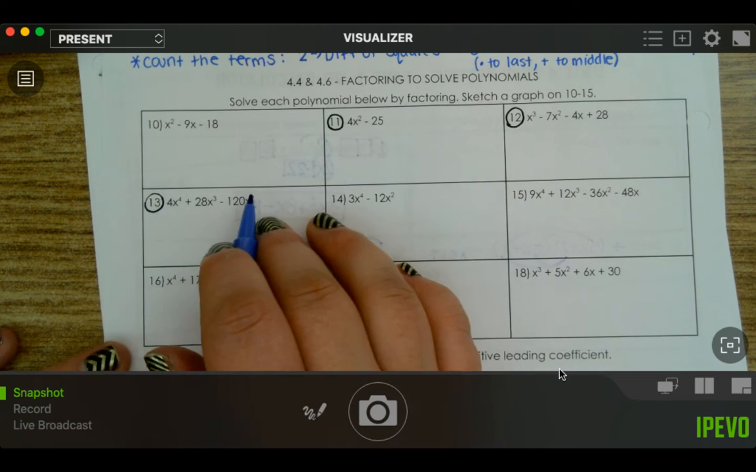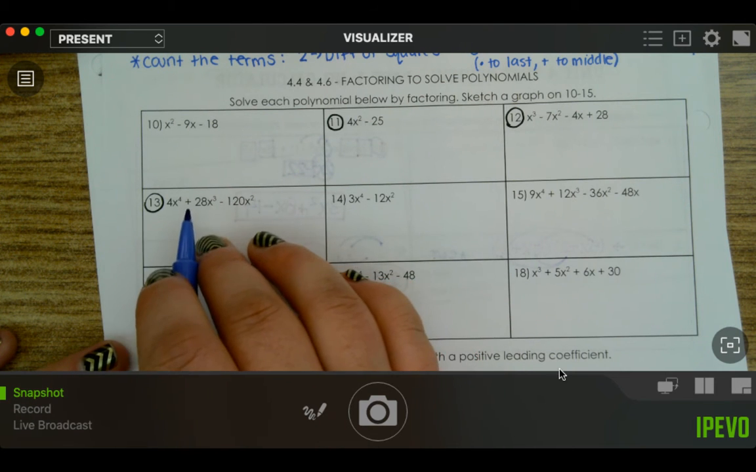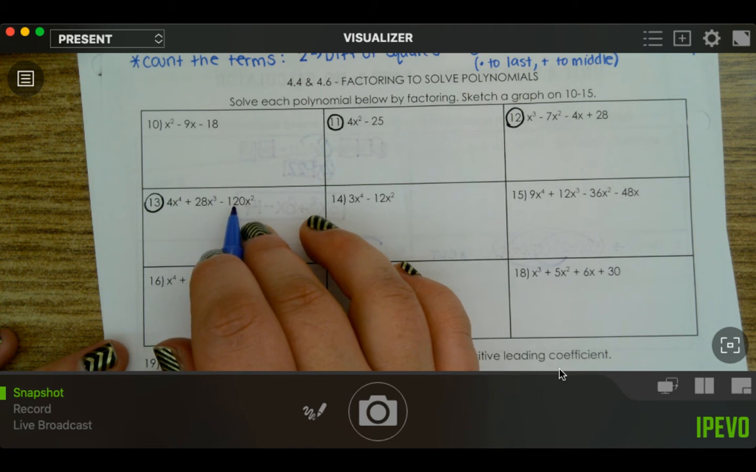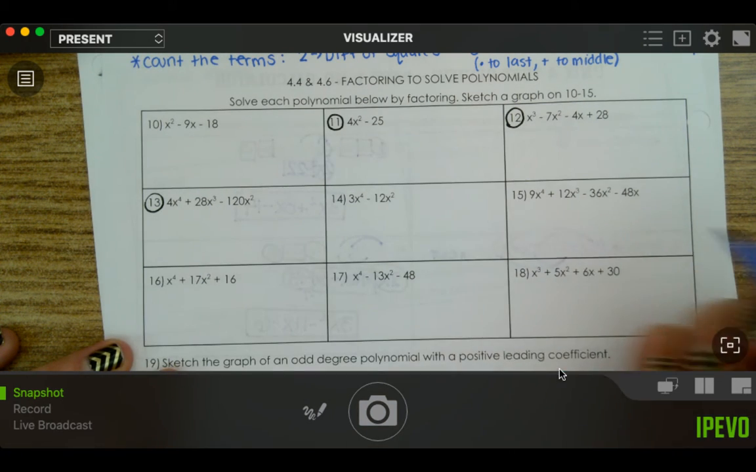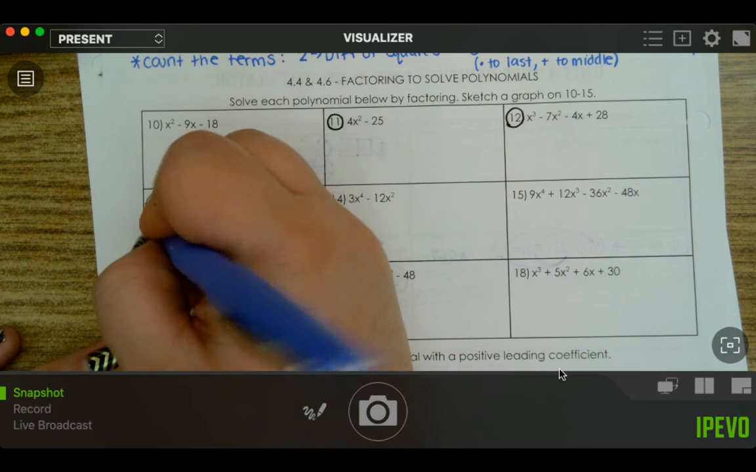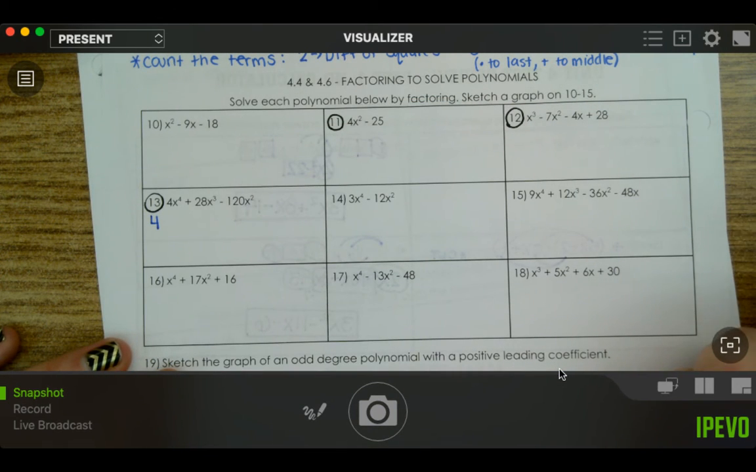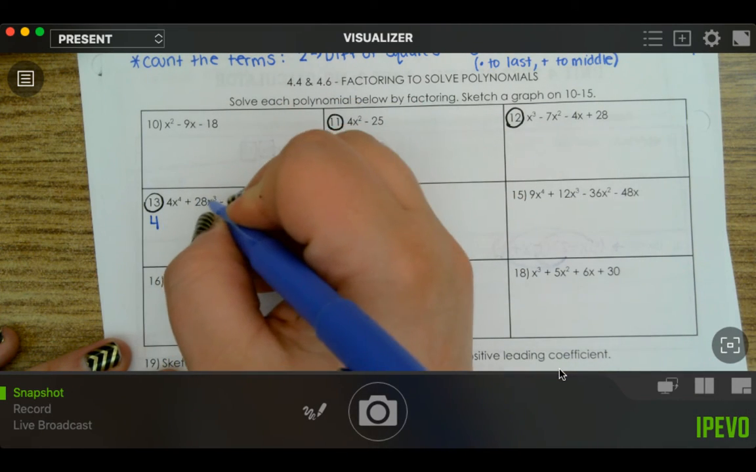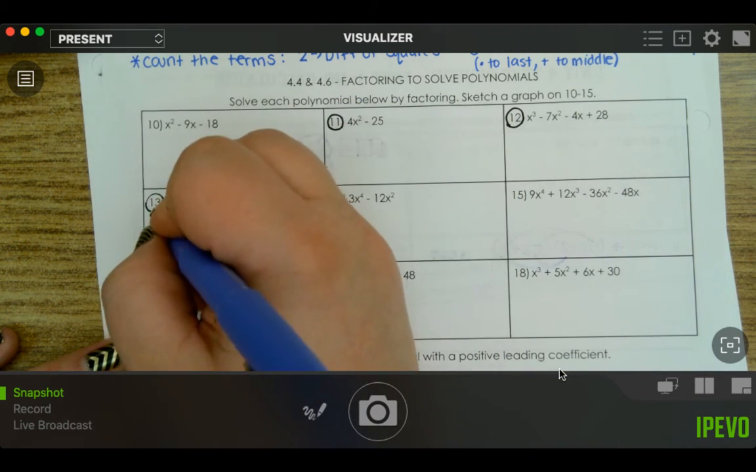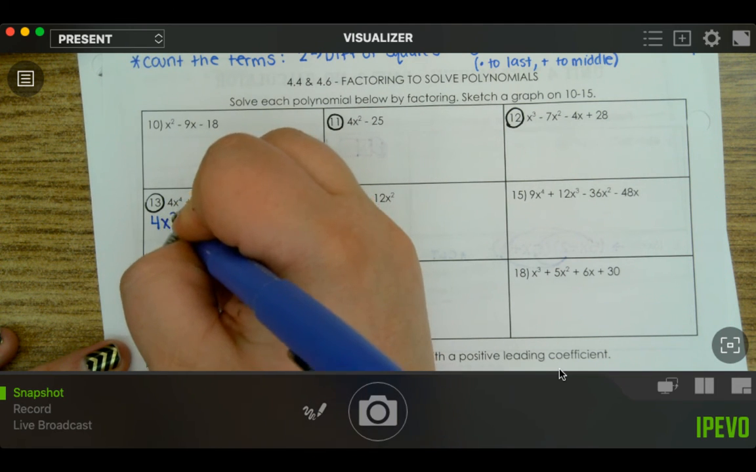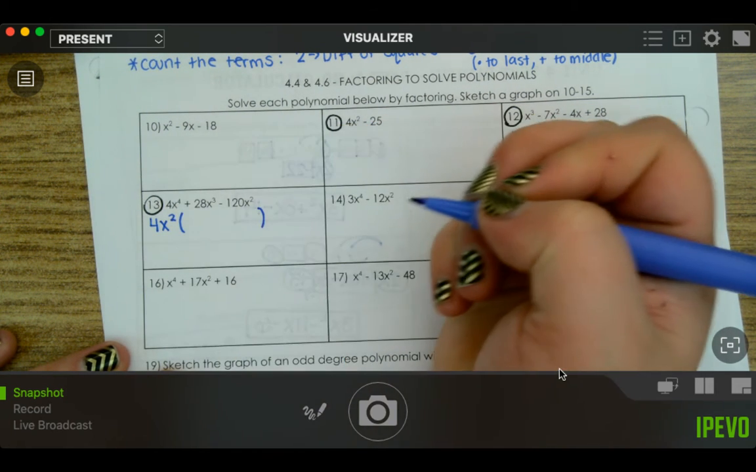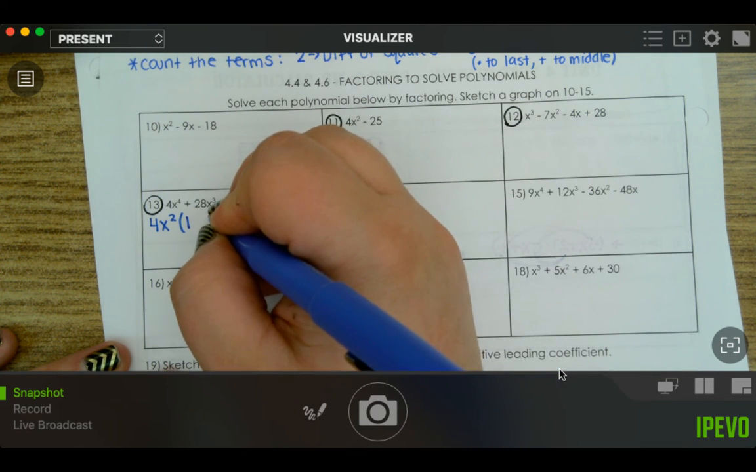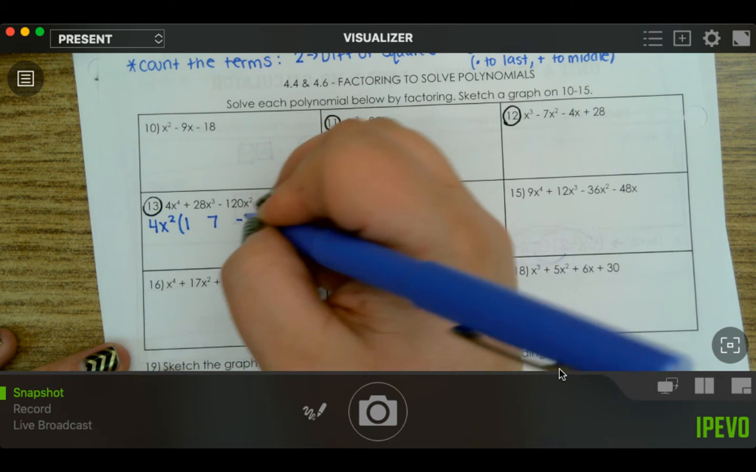So on 13, before I start, I see that these numbers are a little high, like I've got 120. What that means is there's probably a number that goes into all of these, and that number happens to be 4. So I'm going to take a 4 out, meaning I'm going to divide them all by 4. And they all have an x, and actually they all have an exponent of at least 2. So I'm going to put 4x squared in front and divide all of the numbers in front by 4. So that's 1, 7, and -30.